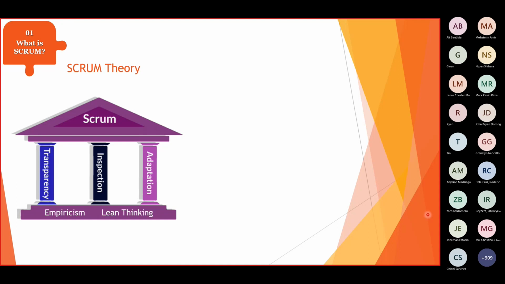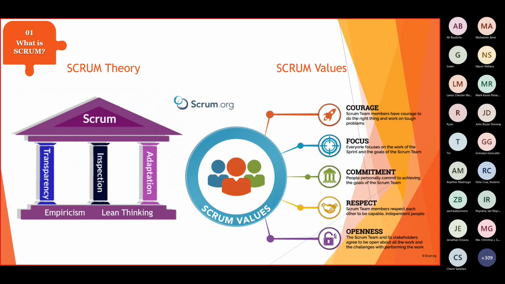All right, so let's proceed to the different Scrum values. We have here five different Scrum values that are embedded in the Scrum framework. The first one is courage, which means doing the right thing and working on tough problems. We also have focus. Whenever we are in a Scrum team, everyone is focused on the sprint and the goals that the team has as a whole. And then we have commitment, in achieving the goals that we have set as a unit and as a Scrum team.